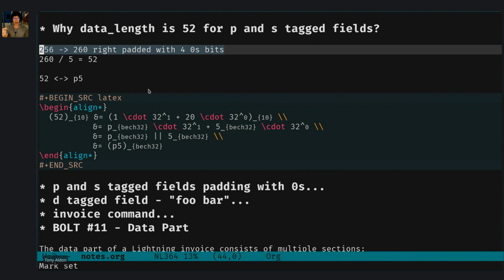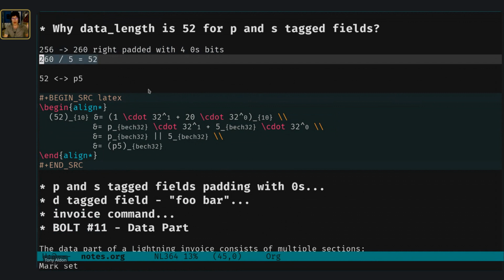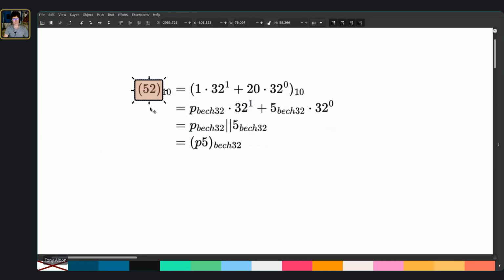So we have 256 bits to encode the hash, which is the secret, and we need to pad with zeros to get to a number that we can divide by 5. So we add 4 zero bits. So we have 260. We need 260 bits to encode the secret in that string with the BECH32 character set. And when we divide this by 5, we get 52 characters. So now we go there, and you say, 52.